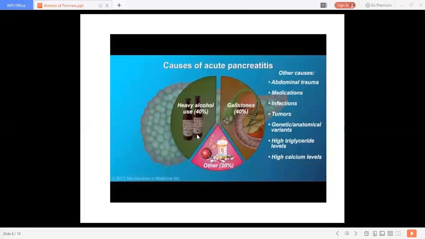Okay, so these are the causes of acute pancreatitis, in which heavy alcohol use accounts for 40%. It is very, very common in our country, and you see the same with gallstones.